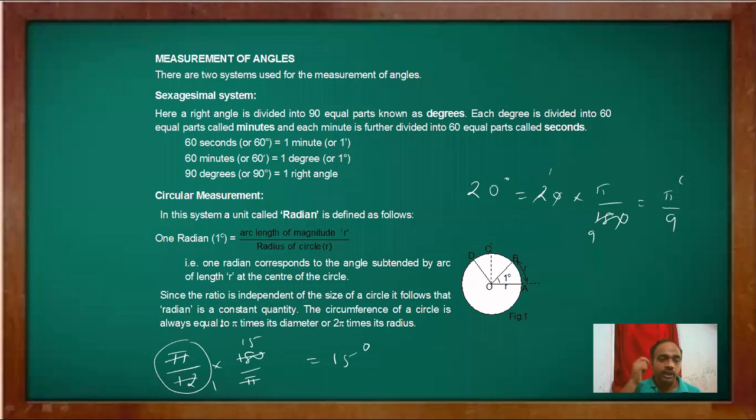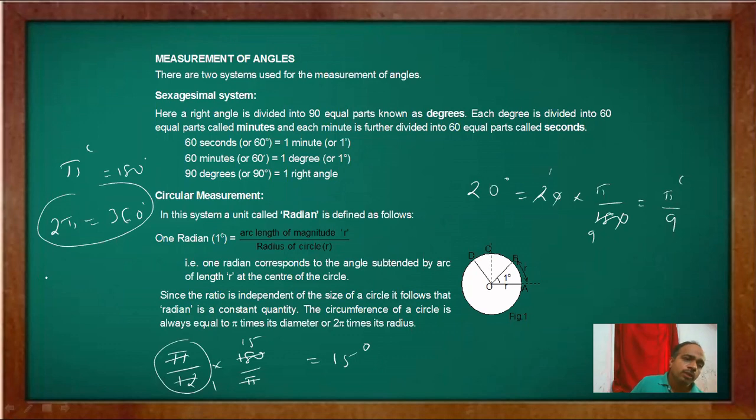180 comes on top, 180 degrees. To convert degrees to radians, pi by 180, pi radians. Because pi radians means 180 degrees. You know this. Pi radians means 180 degrees. 2 pi means 360 degrees. This is one complete rotation. Remember, this is one complete rotation. Correct? And rotations can be neglected in allied angles.